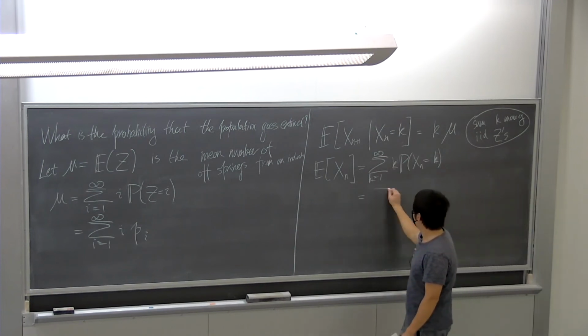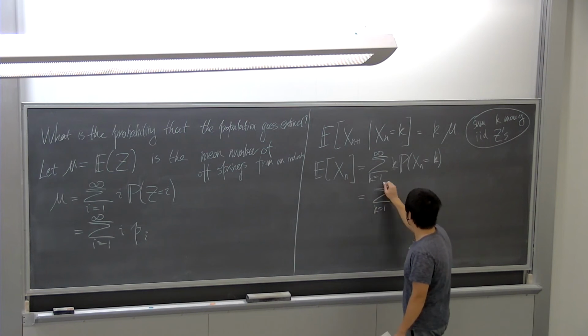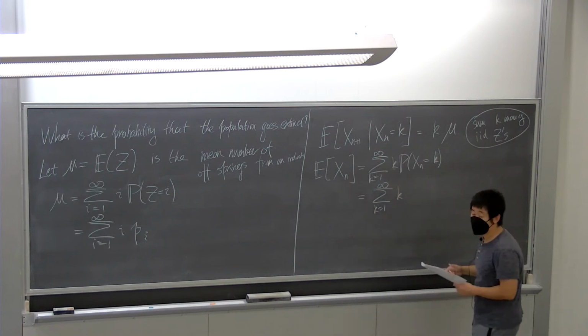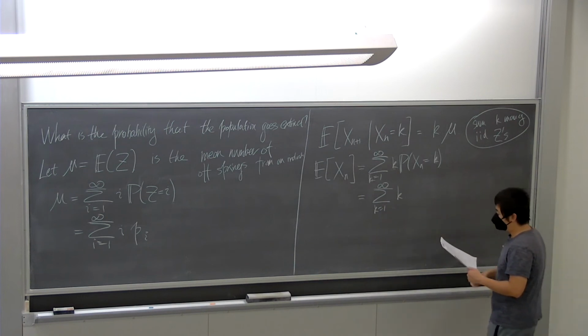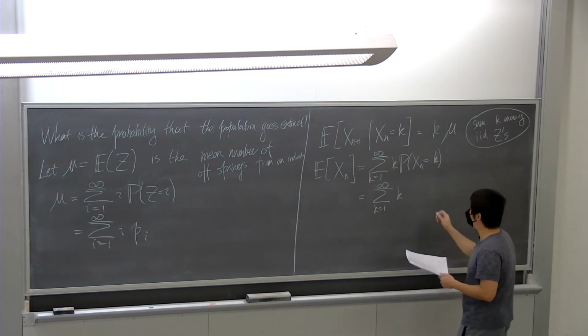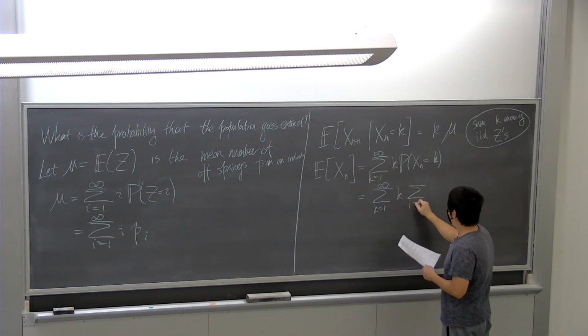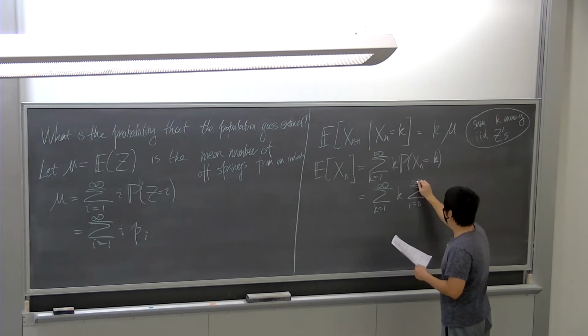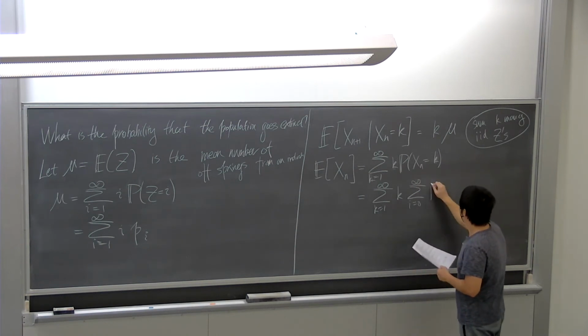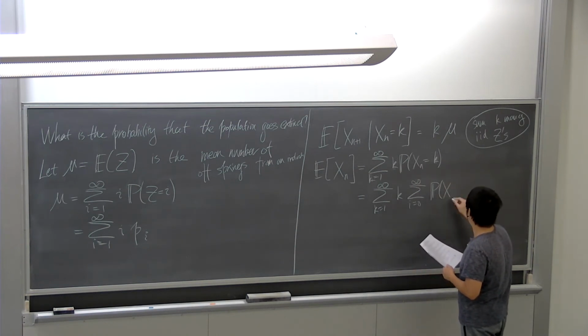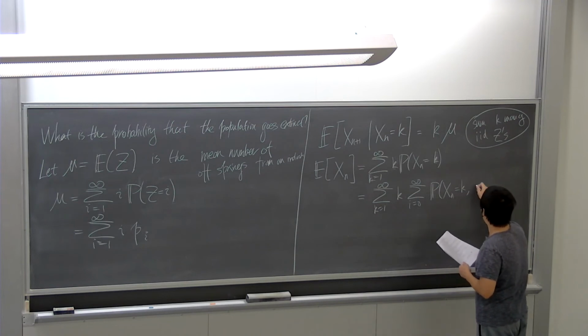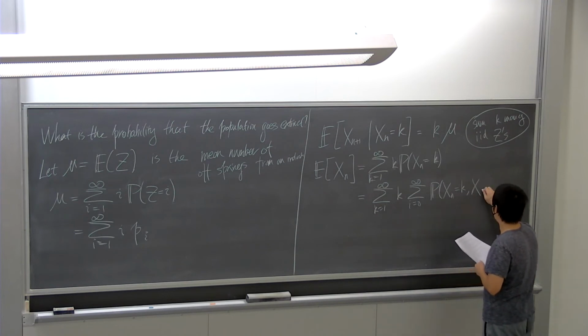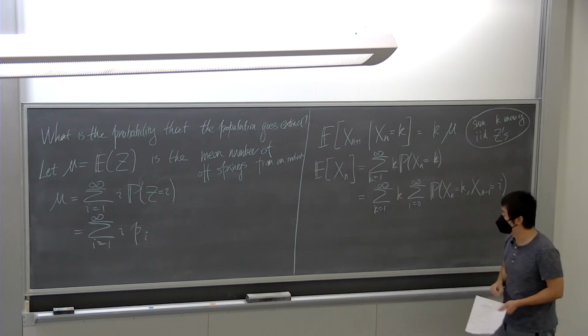Now this is the summation, k goes from 1 to infinity, of k, and in this step I want to apply the law of total probability. So we're summing over i, which goes from 0 actually, to infinity, of the probability that X_n is equal to k, intersecting with, at the previous step, we are at i. So this is just the law of total probability.